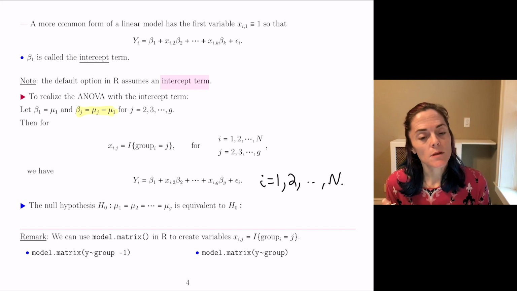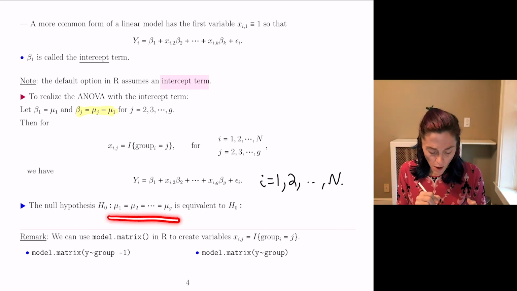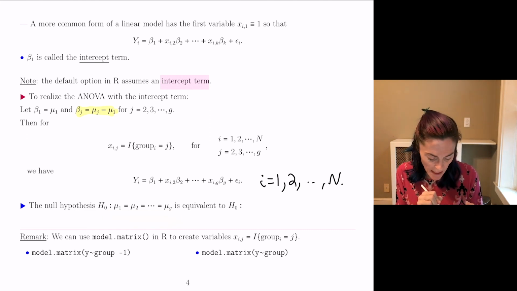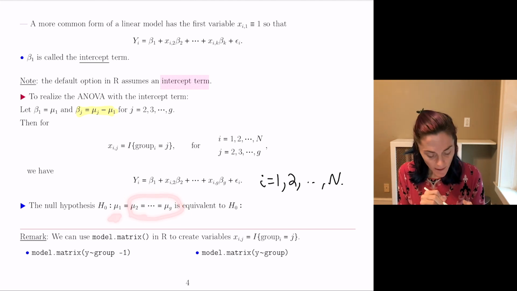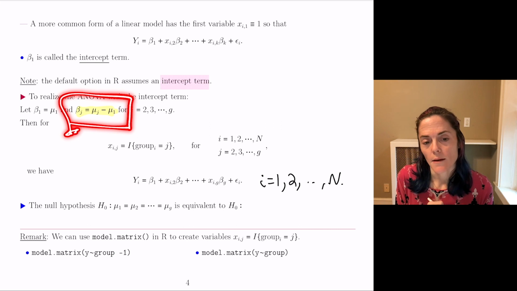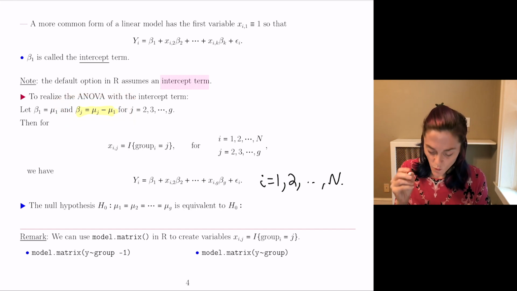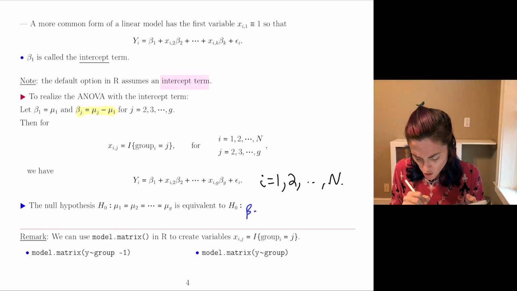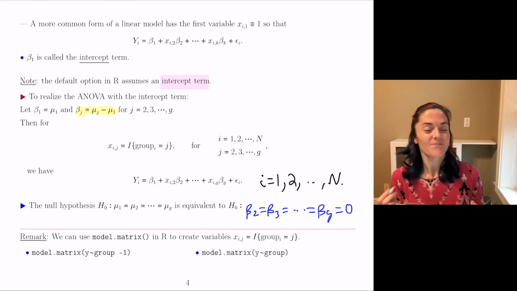Now in this case, the null hypothesis is written a little bit differently. All group means are equal. What that would say is that all these group means equal the first, in particular, beta 2, beta 3, beta 4, beta 5, out to beta g are all 0. So this is the equivalent null hypothesis with an intercept term. Beta 2 equals beta 3 equals all the way out to beta g equals 0.